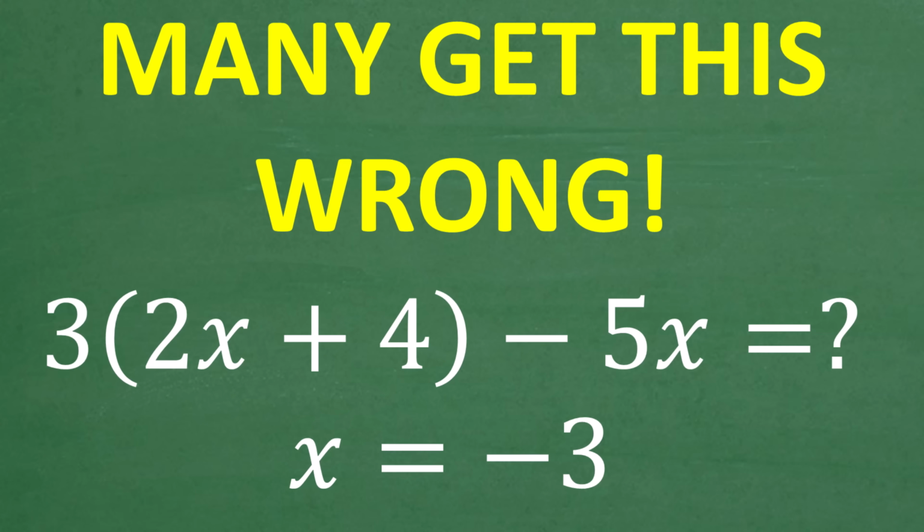We have 3 times (2x + 4) in parentheses, minus 5x. So in algebra, this is called a variable or algebraic expression. And what we want to do here is evaluate it for x equal to negative 3. Effectively, all that means is that we're going to replace the x's in this expression with negative 3 and then do all this arithmetic and get our answer.